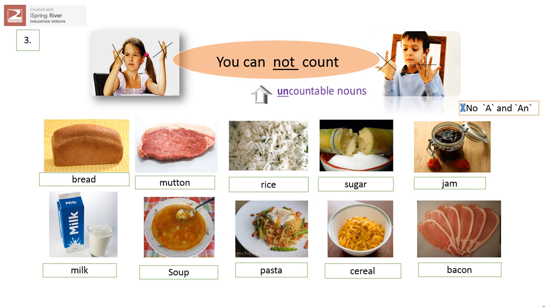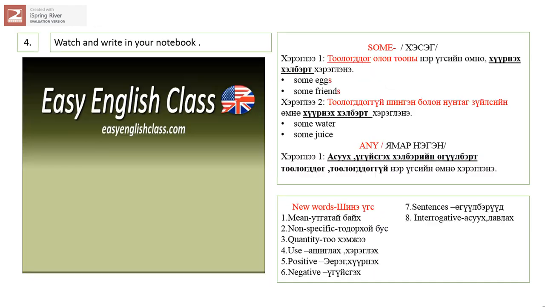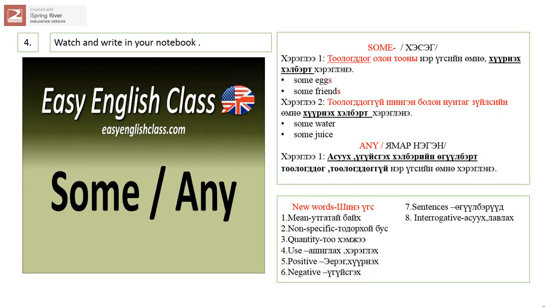No a and no an before them. No a before bread, no a before mutton, okay? And we can ask how much. Okay, my students? Some, any.